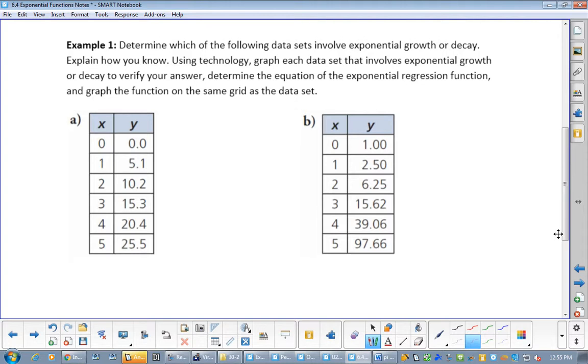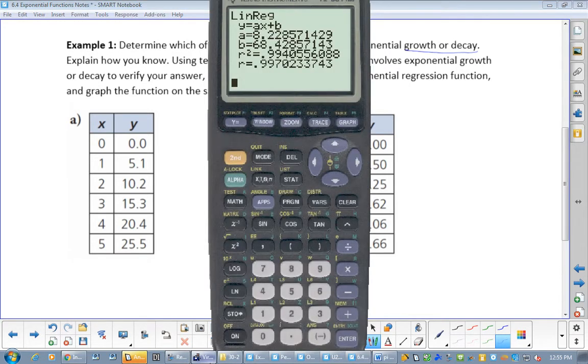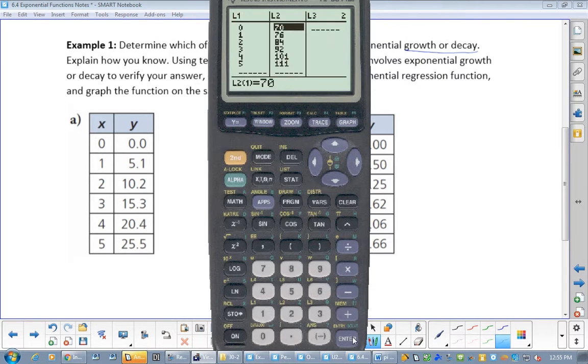Now, here is exactly what we're looking at. It says determine which of the following sets involve exponential growth or decay. So it takes a bit of time to put it into your calculator, but after that, it's pretty fast. Now, let's do A quick. Okay, let's do it together. Hit your stat, edit, and now the 0, 1 through 5 are already in. So you want to hit 0, 5.1, 10.2, 15.3, 20.4, and 25.5.